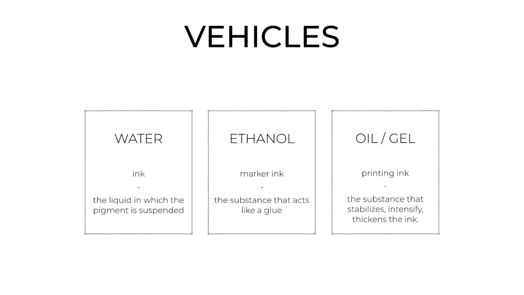The different types of vehicles also really determine how we can apply them. When we create water-based inks, we look at liquids where the dyestuff has been submerged into liquid and very often boiled to extract the pigments. With these inks, we can draw and write very well. With ethanol inks, we create what we call marker inks. And the third category, oils and gels, is used to create printing inks. So you could be using guar gum, for example.